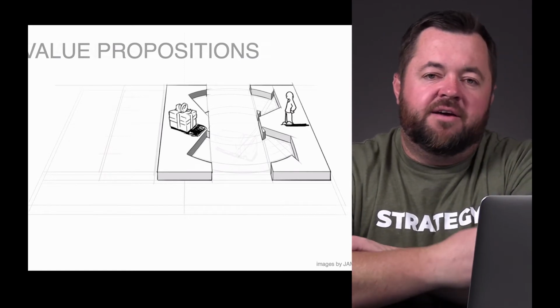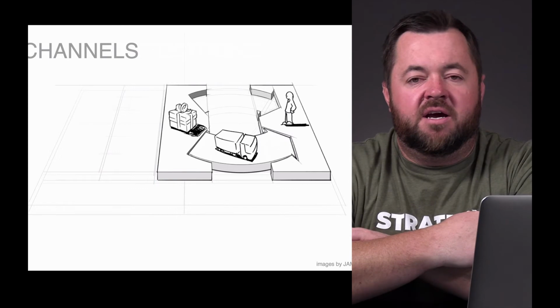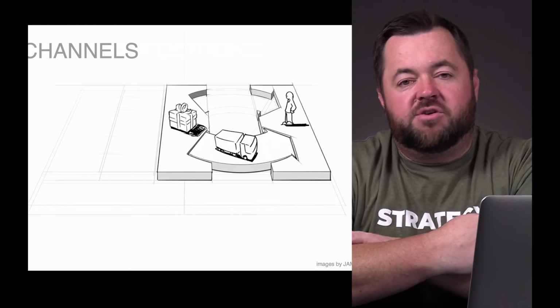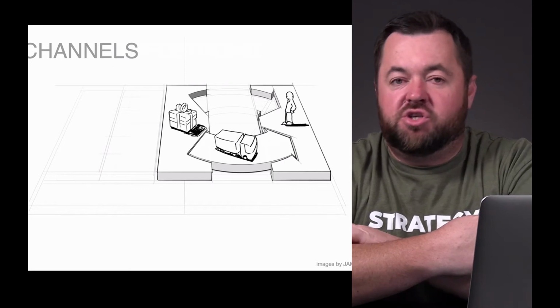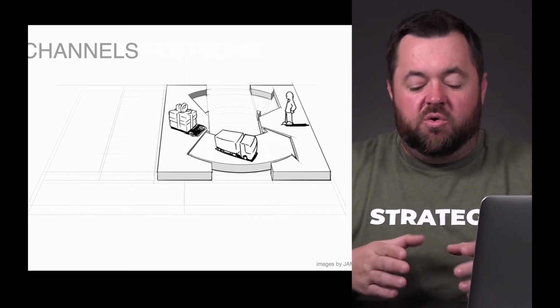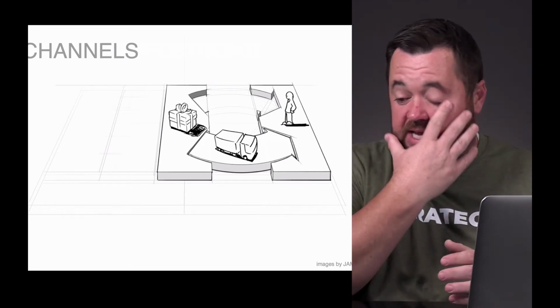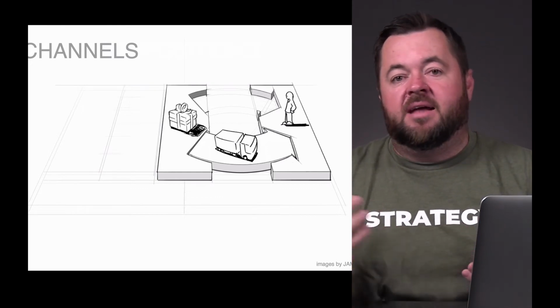So the next area of the business model canvas, the third area, is channels. Now, channels is about how we communicate our value proposition to our customer. So I'll give you an example. Let's say that you wanted to buy bananas.